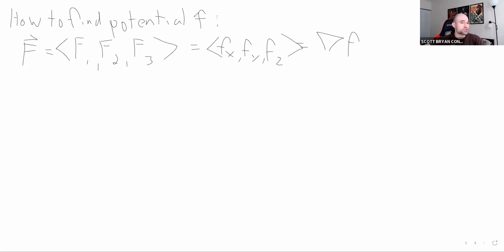The first component is the partial of little f with respect to x. The second is the partial with respect to y. The third is the partial with respect to z. So we don't know what little f is, but we know the partial with respect to x. We know the partial with respect to y, and we know the partial with respect to z. So we know some information about f. We know the partial derivative with respect to x. So if we want to find f, we need to undo that partial derivative.